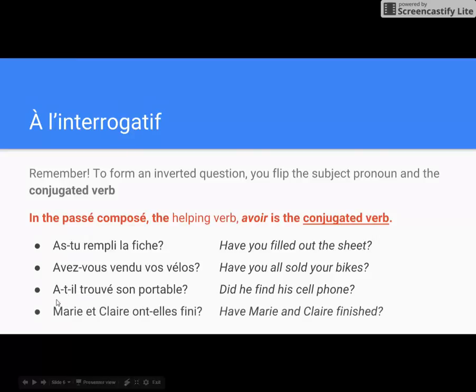Et Marie et Claire ont-elles fini? Have Marie and Claire finished? Here, when we have a noun, we need to start with our noun always, whether that's a name or a proper noun or just a regular noun with an article. We need to start with that, and then we tack our subject pronoun to the end of our helper verb to say, hey, don't forget I'm a question. So here, Marie et Claire ont-elles fini? So have Marie and Claire finished?